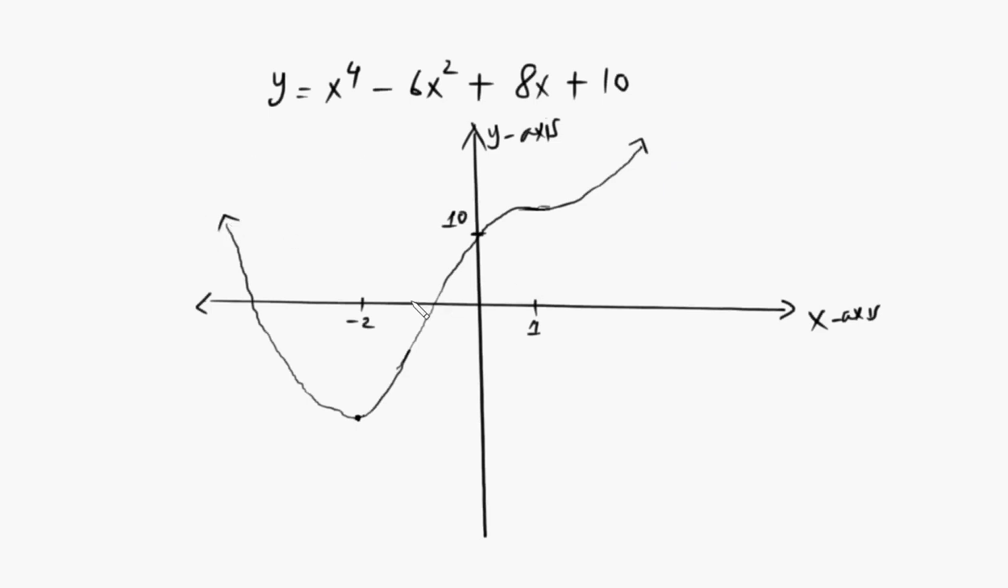So this now is the graph of our curve. We have not drawn a table of values; we have used the concepts of differentiation. This is our minimum point, and this one at 1 is our point of inflection. So that's how you sketch a graph using the concept of differentiation. See you in the next tutorial.